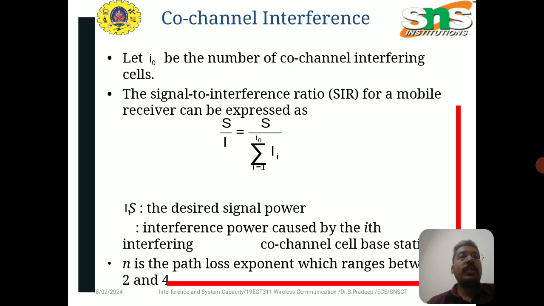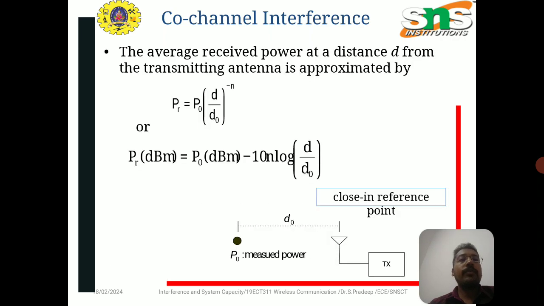Let I naught be the number of co-channel interfering cells. The signal to interference ratio for a mobile receiver can be expressed as S divided by the summation of Ii, where the limits extend from 1 to I naught. Interference power caused by the ith interfering co-channel cell base station depends on n, the path loss exponent, which ranges between 2 and 4. The average received power at a distance D from the transmitting antenna is approximated by Pr equals P naught into D by D naught to the power minus n.